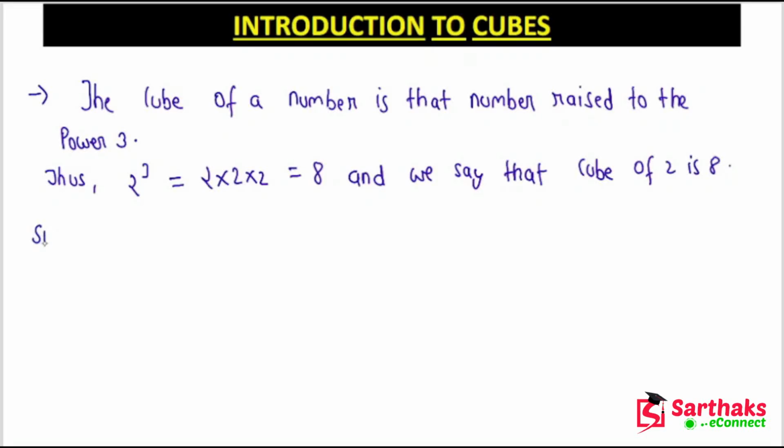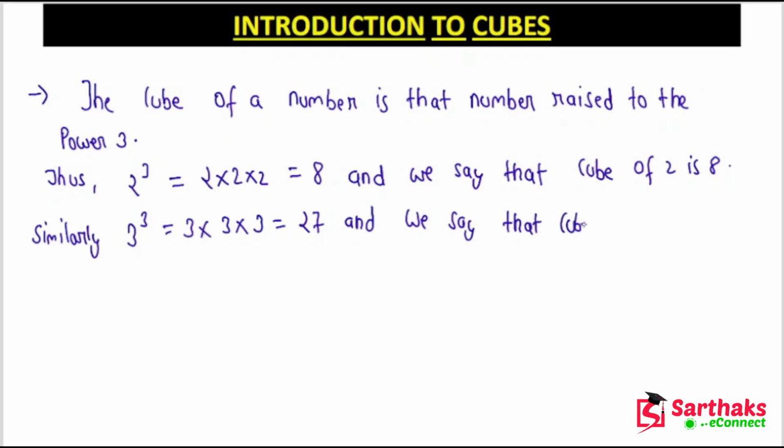Similarly, if you found out 3 cube would be what? 3 into 3 into 3, that is 27. And here also the pattern is same. We say that cube of 3 is 27, right? And so on. Similarly, you can calculate cube of 4, which is nothing but 64. Similarly, cube of 5 can be 125.